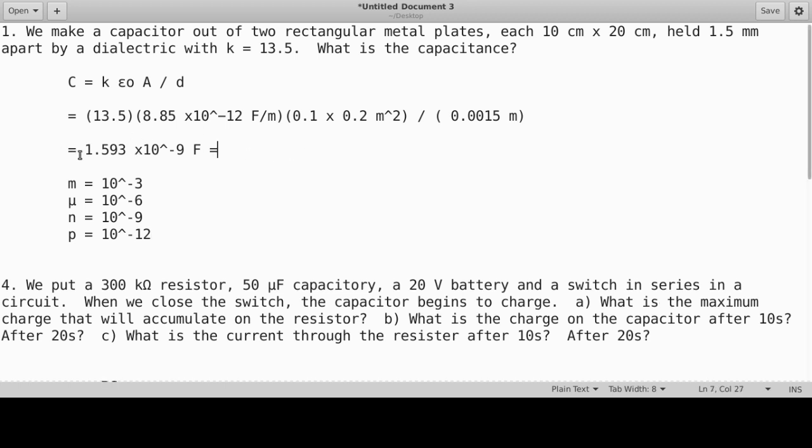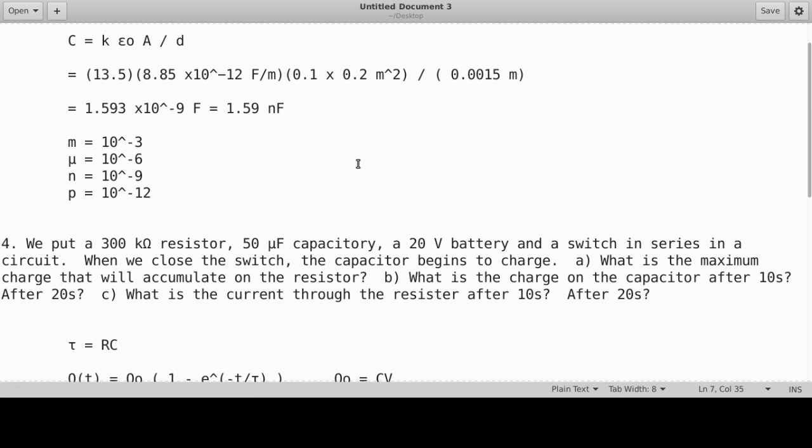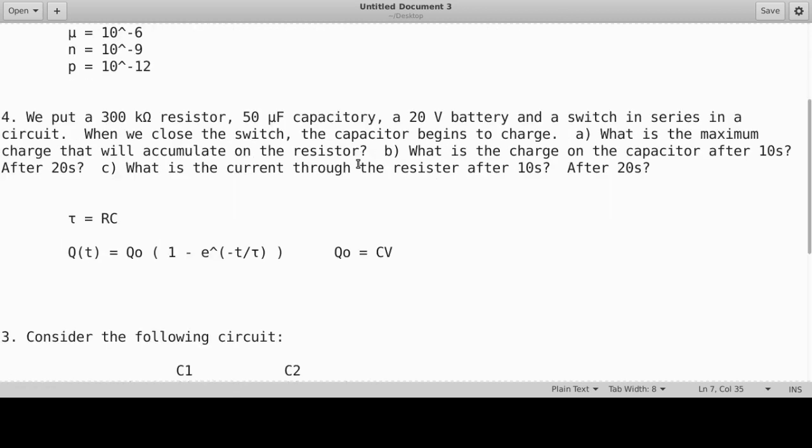So I would actually report this number as 1.59. Actually, I'd probably round it off. And the 10 to the minus 9, what's that? That's nano, so it'd be nanofarads. Okay, so there's the answer to number 1. All right, easy enough. Let's take a look at number 2.